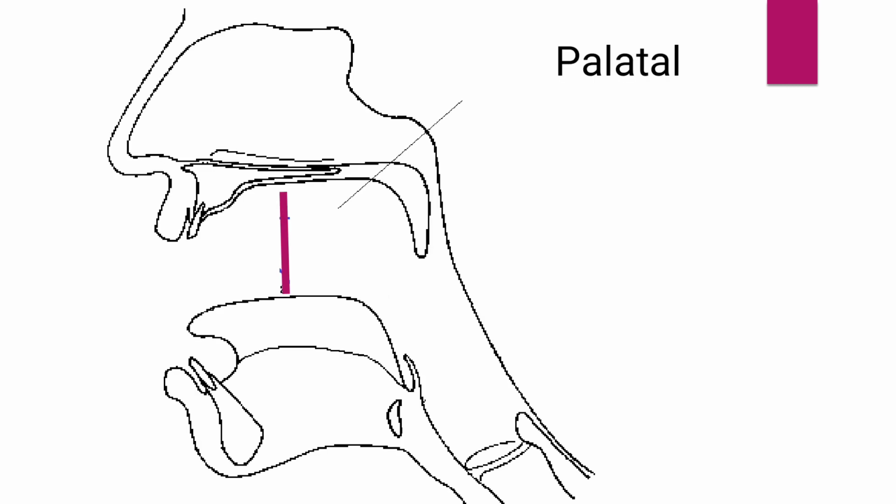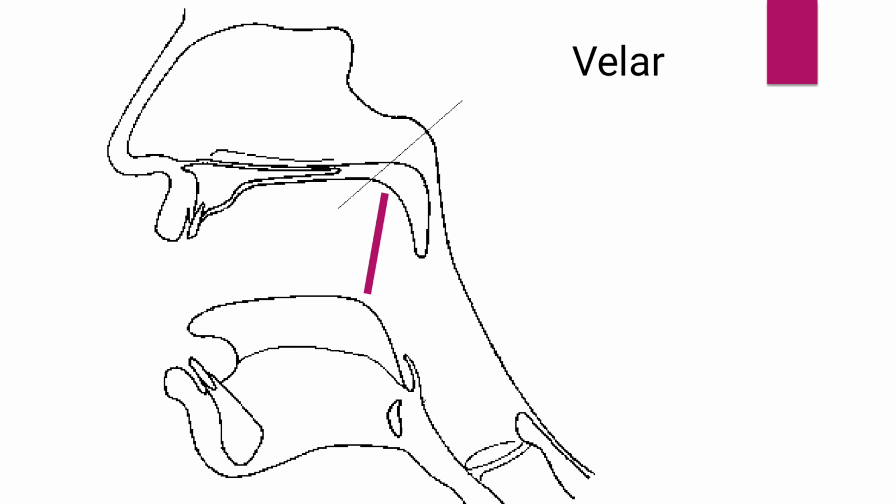Next one is palatal. When the front of the tongue is raised towards the hard palate, that is called palatal. When we pronounce the sound y, at that time we can examine that the front of the tongue is raising towards the hard palate.